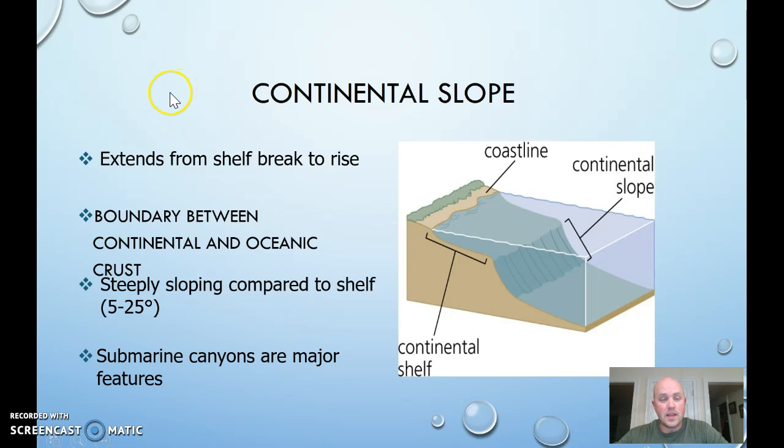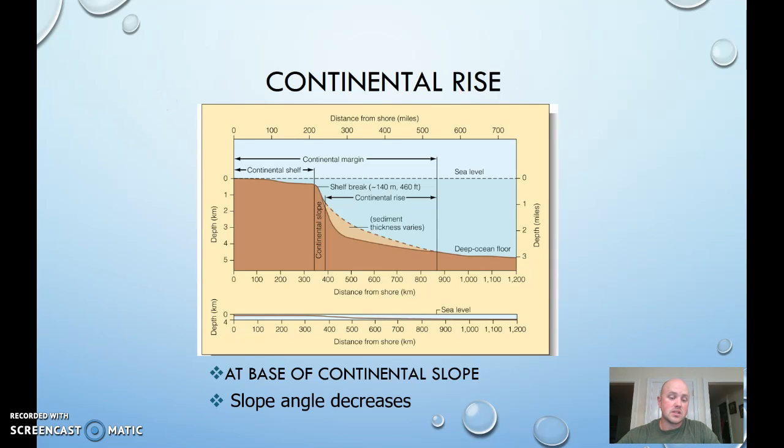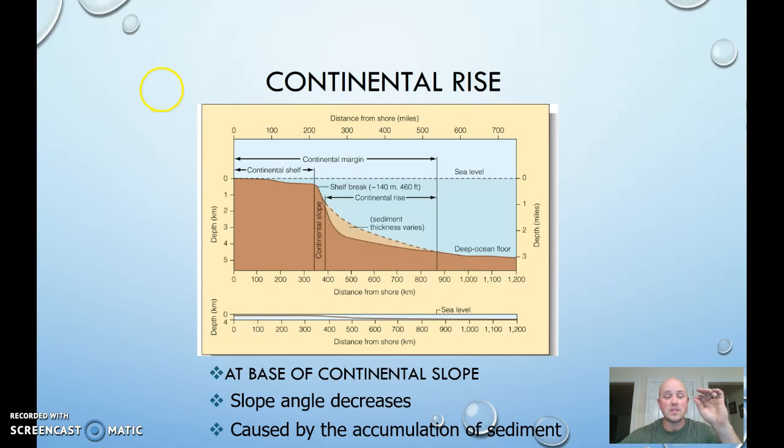Submarine canyons are major features. We're going to be talking about those next. But first, the last bit is the continental rise. It's at the base of the continental slope. So you can see on that diagram the relatively shallow shelf, then the slope, and then the continental rise as it slopes down. The slope angle decreases, caused by the accumulation of sediment over time from the continental shelf sliding down the slope.